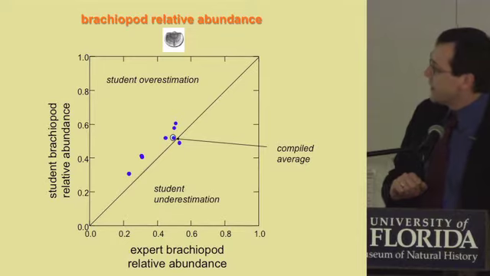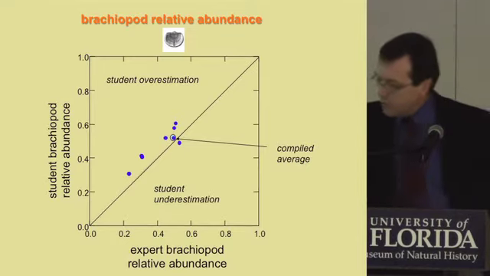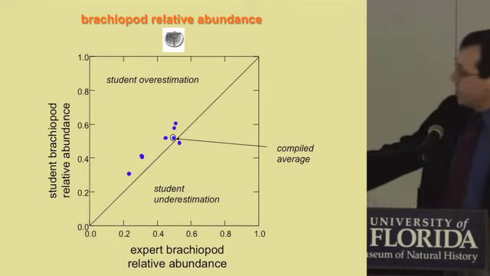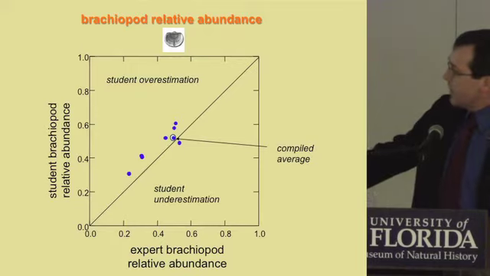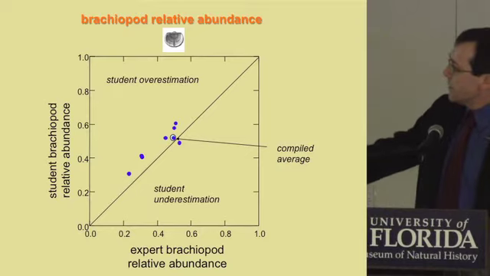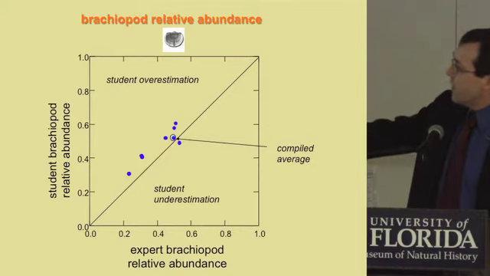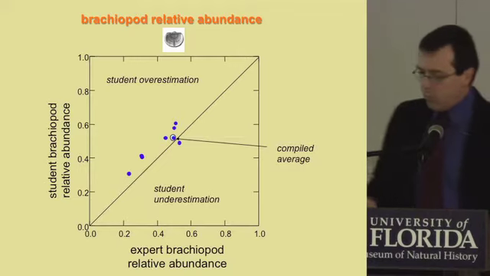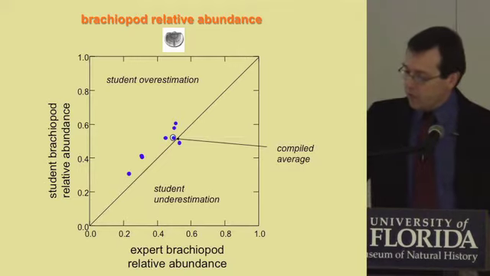What this plot does is it shows expert data here and student data here, and if they fall along this line, it means they're the same. So in this case, it's brachiopod abundance for both experts and students. They more or less fall along the line, although it's interesting that the students usually overrepresent them.